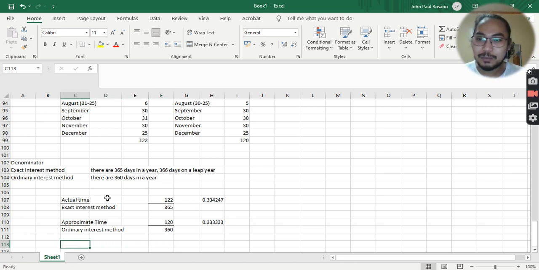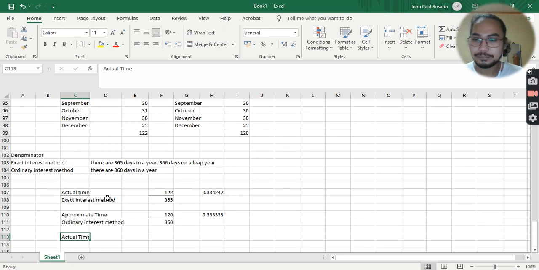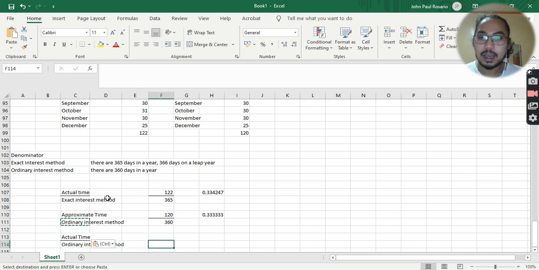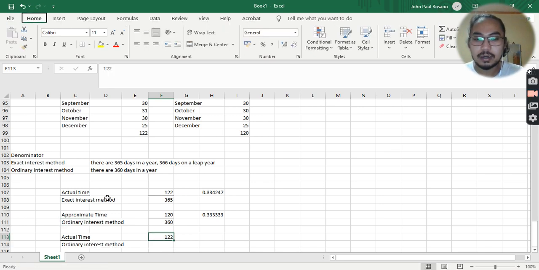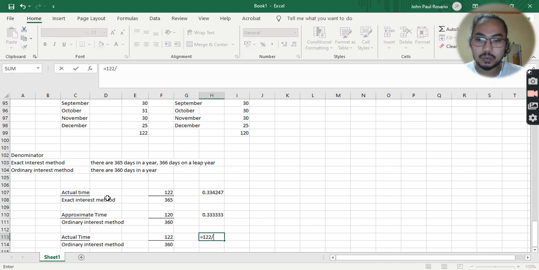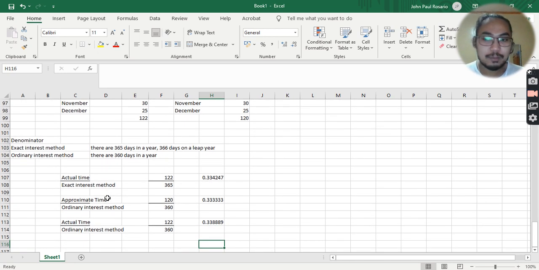Now, they can also be crossed with each other. So let us cross actual time first. Its pair would be ordinary interest. So our actual time would be 122 and our ordinary interest is 360. So how much is this? 122 over 360. So our term became 0.338889.